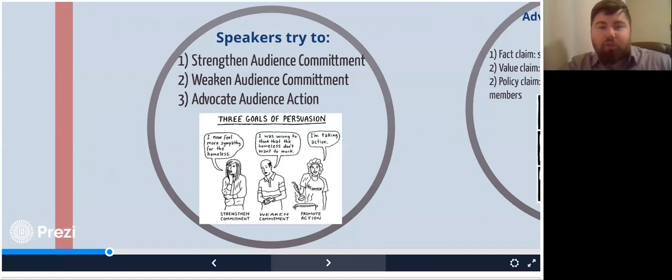So in the pictures below, if you look at it here, strengthen commitment: I now feel more sympathy for the homeless. So there's a belief that has shifted and changed now that you've learned a little bit about the issue of homelessness. Another one is, I was wrong to think that the homeless don't want to work. That's the weakened commitment. So there's a person who probably was a hostile audience, against that topic, and now they're a little bit more into the topic.